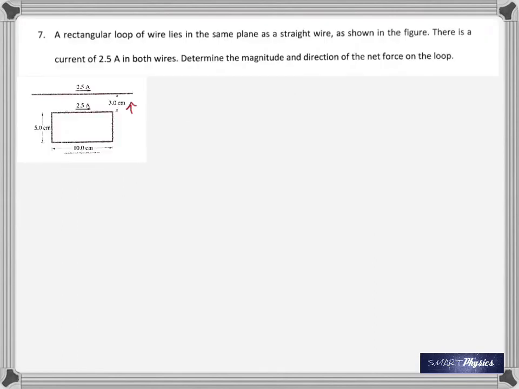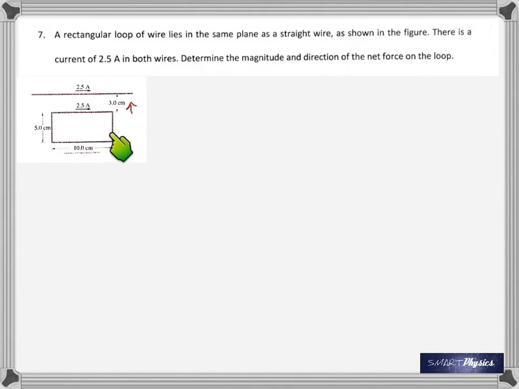In this question, you have a rectangular loop of wire lying in the same plane as a straight wire as shown in the figure. There's a current of 2.5 amperes in both wires. Determine the magnitude and direction of the net force on the loop. Important thing to understand is that this conductor here is 3 centimeters away from the top one, while the bottom one is 5 plus 3, 8 centimeters below. And they're going to be carrying currents in opposite directions. Here the current is going to the right, but in this one the current is going to go to the left, because the current flows down and then goes to the left.